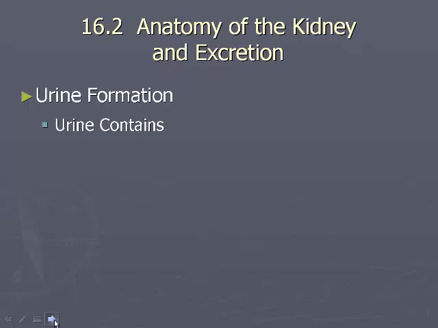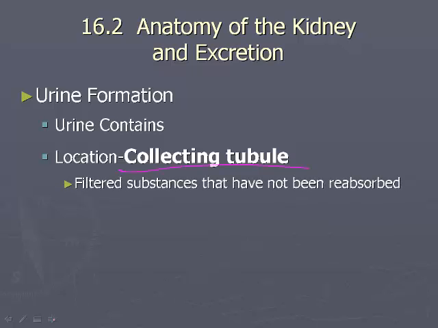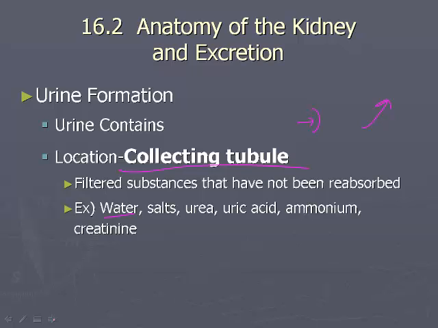So the last thing is what urine actually contains. This collecting tubule, this is the last thing where we're concentrating the urine. So anything that has not been blocked from entering the nephron, anything that has not been reabsorbed, will be taken out of the urine. So things like this: water, salts, urea, uric acid, ammonium, creatinine, and any other drugs.